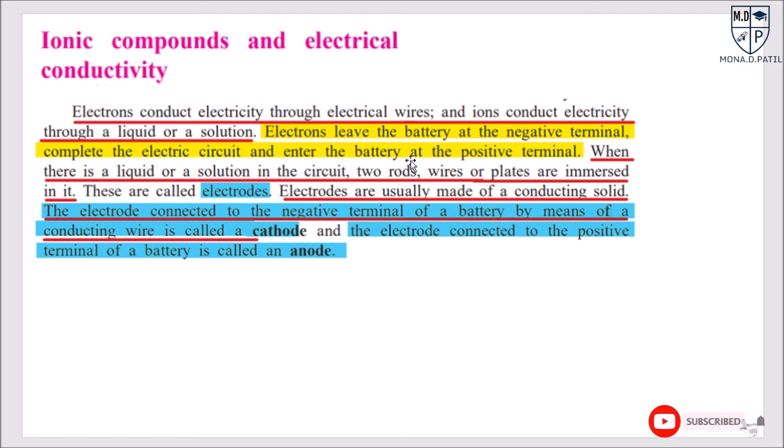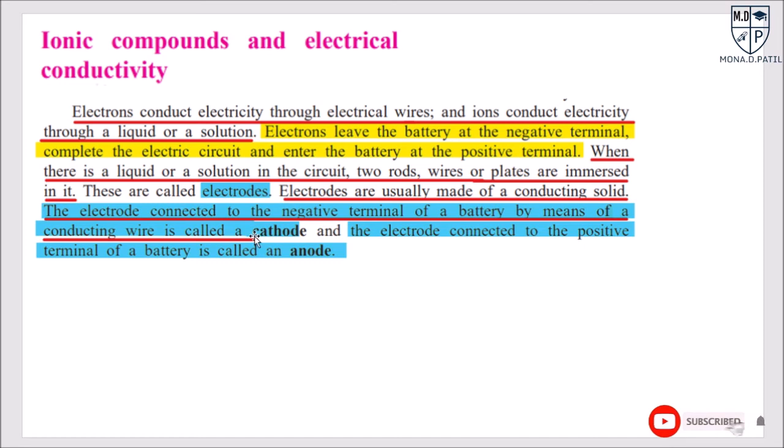When there is a liquid or a solution in the circuit, 2 rods, wires or plates are immersed in it. These are called electrodes. Electrodes are usually made of conducting solid. The electrode connected to the negative terminal of a battery by means of a conducting wire is called cathode, and the electrode connected to the positive terminal of the battery is called anode. So here in ionic compounds, the anode and cathode play an important role.